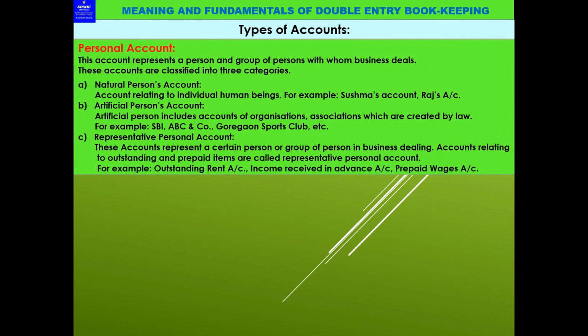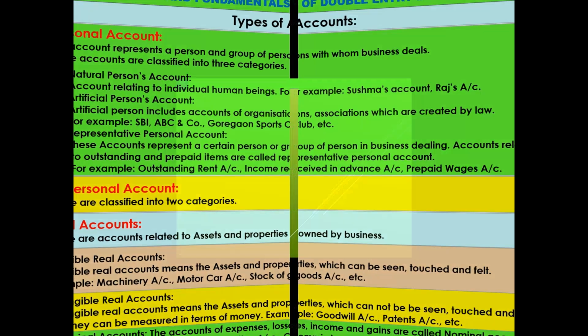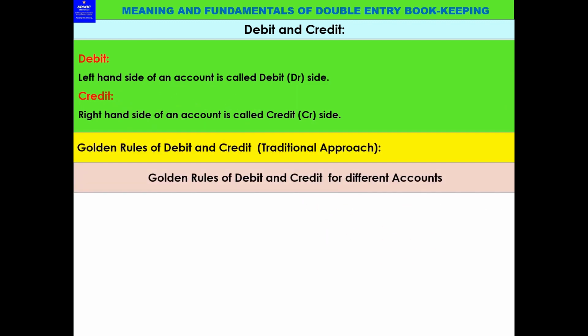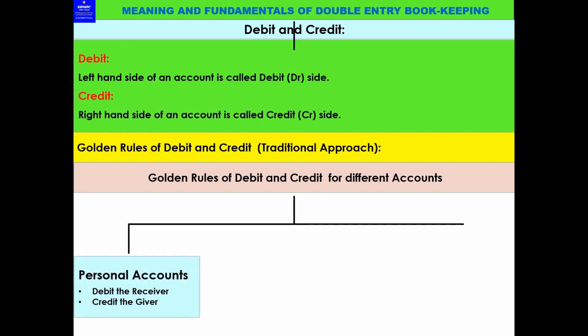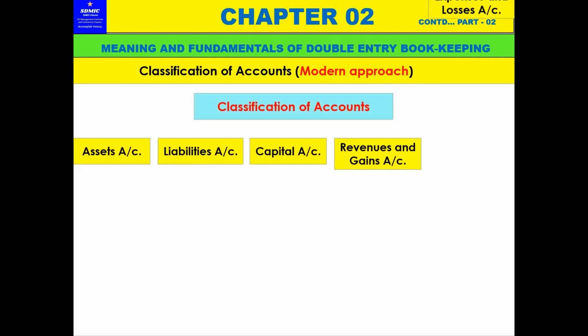then classification of accounts also I have explained you, then personal accounts, impersonal accounts, real accounts, and nominal accounts, then under debit, credit, and golden rules of debit and credit. These things we explained. Then classification of accounts under modern approach, classification of accounts, this we have explained.